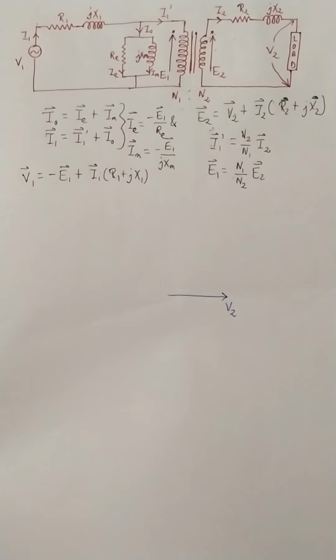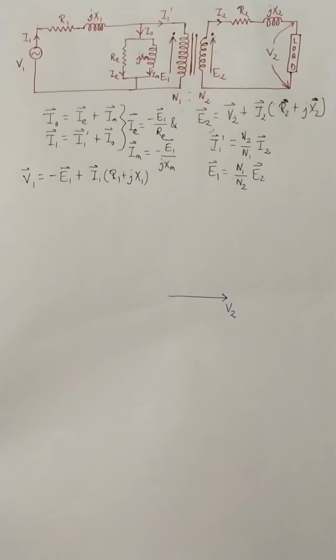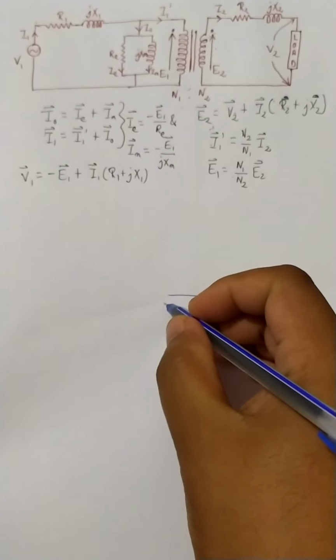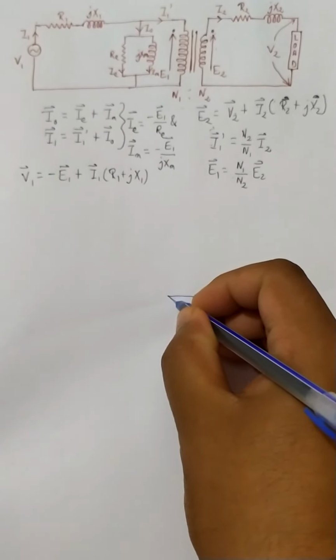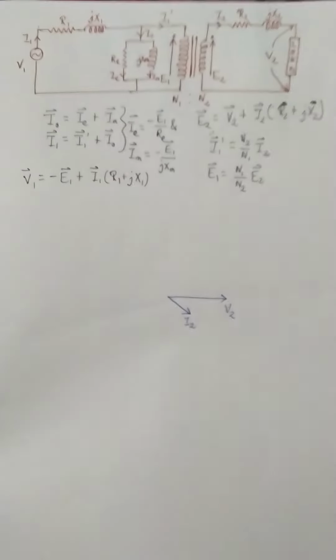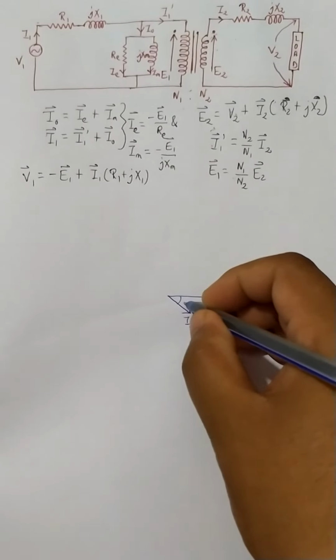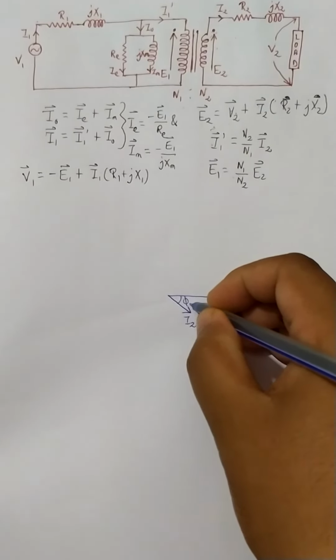Generally, for our practical applications, the load is inductive in nature. Whatever household loads we have are generally inductive. So in that case, I am assuming I2 would be lagging V2 by some angle, say phi 2.